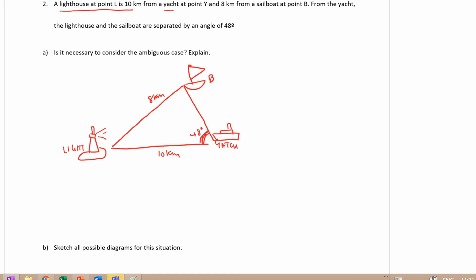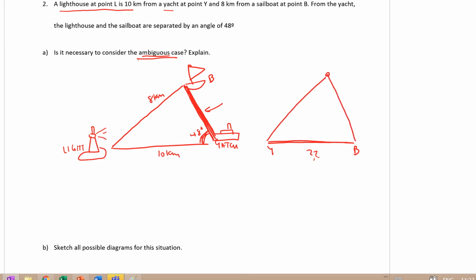And question A goes, is it necessary to consider the ambiguous case? And the answer for that is, whenever you want to consider whether it's ambiguous or not, this is the side that I don't have. This is the side that's missing in the triangle. The best way to do these questions is, you always want to put the side that you don't have on the bottom. So there's the yacht, there's the boat, and this is the missing side. And then the lighthouse will now be at the top, like that.